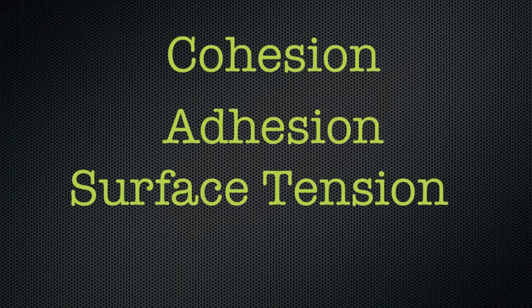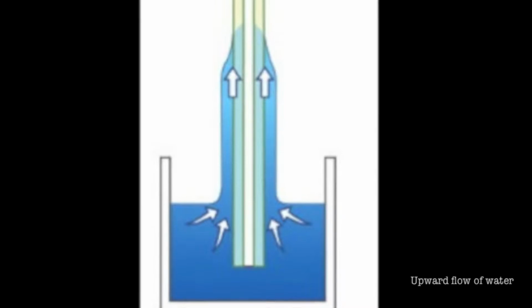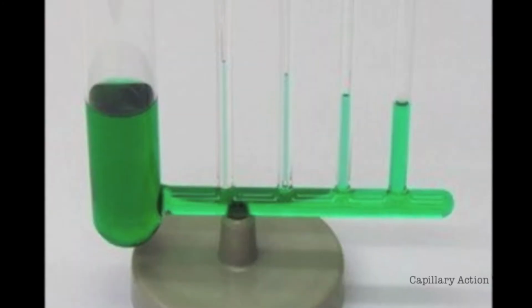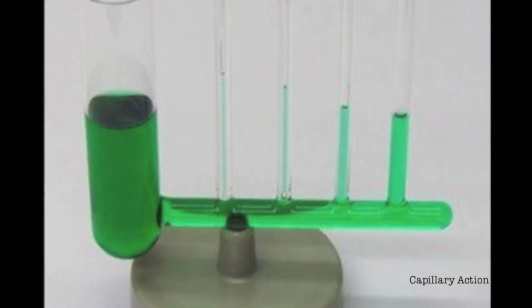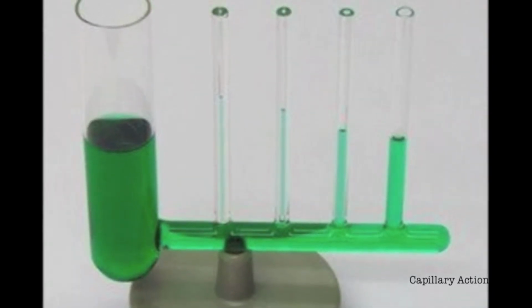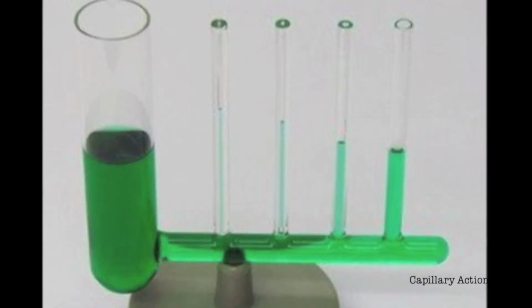The combination of those three bonds allows water to flow upward, acting against gravity. The height to which the liquid will reach in a uniform circular tube depends primarily on the diameter of the tube, the density of the liquid, and surface tension.